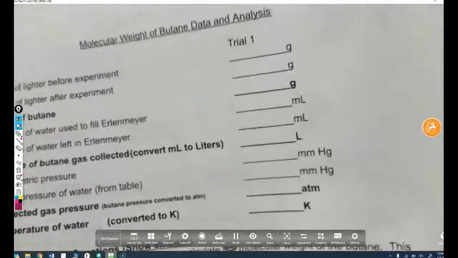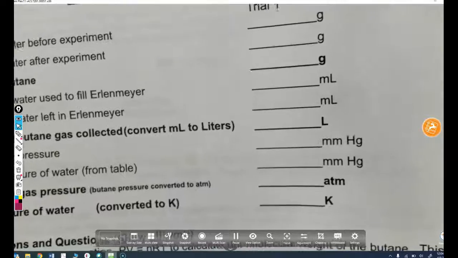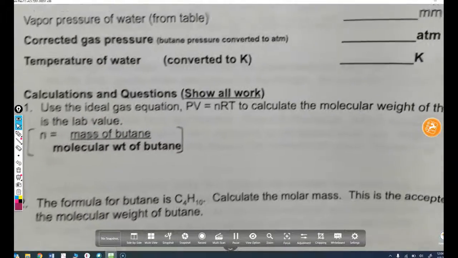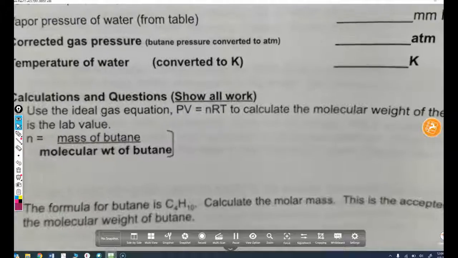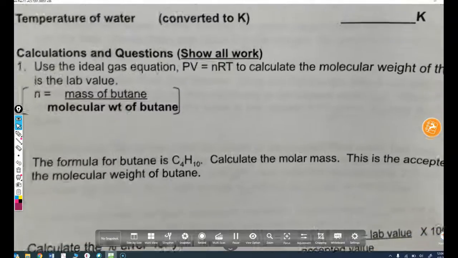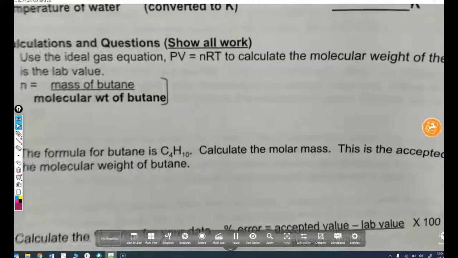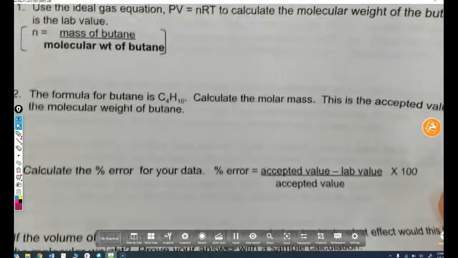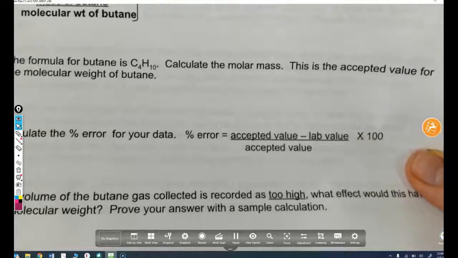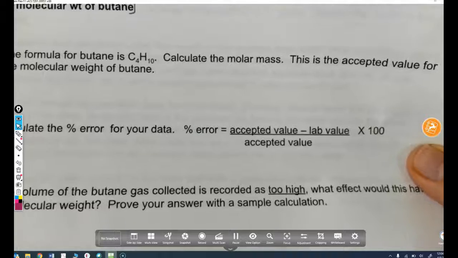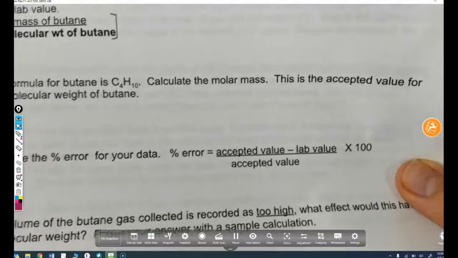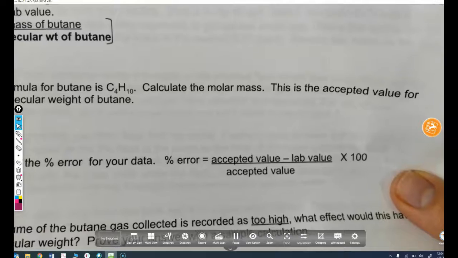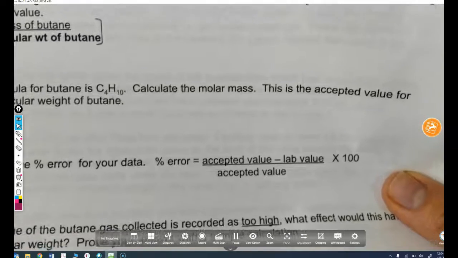All right, so at this point, you should now have all the data that you need to be able to answer your questions. And the questions, as you can see, are to calculate the molecular weight of the butane. Then it says calculate the molar mass. This means from the periodic table. Then we're going to compare those with a percent error calculation, just as you see. The accepted value is your value that you just calculated as the molar mass.